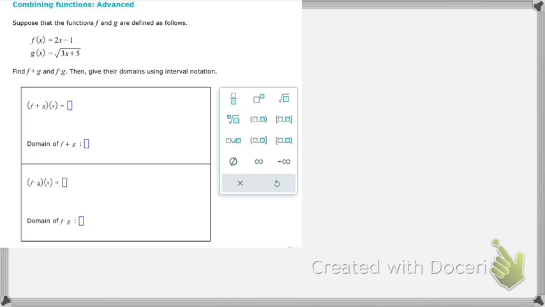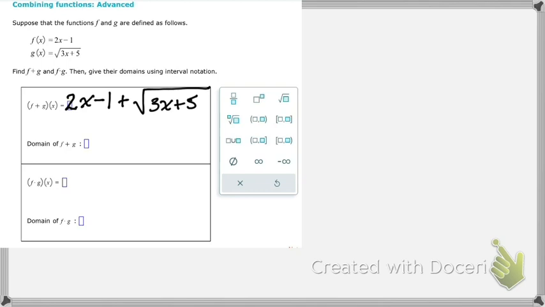So here I've got f plus g of x. Look at this. All I'm doing is this. That's f, plus that's g. And that's it. That's all I can do with this combination, or with this operation on functions. F plus g of x. F is 2x minus 1. G is 3x plus 5. And there's no way to combine those.